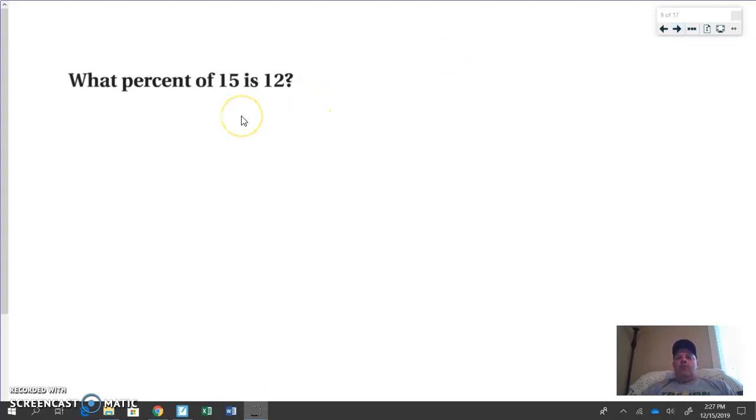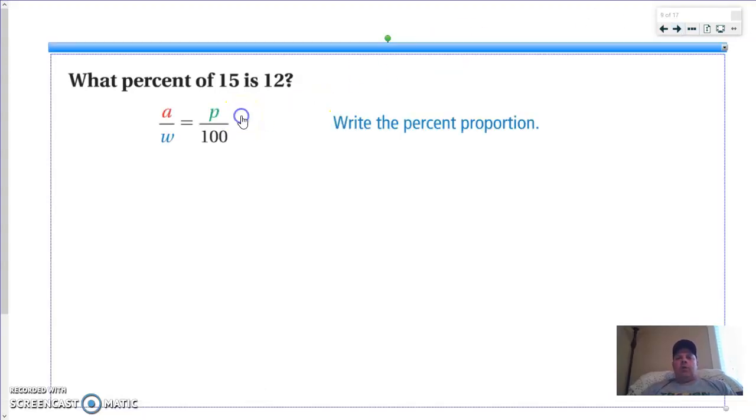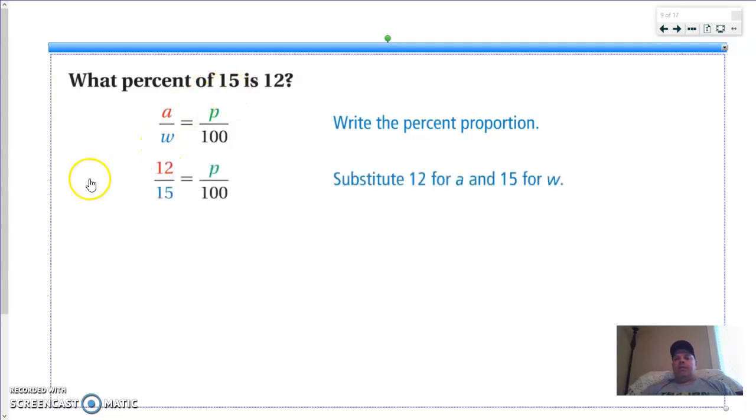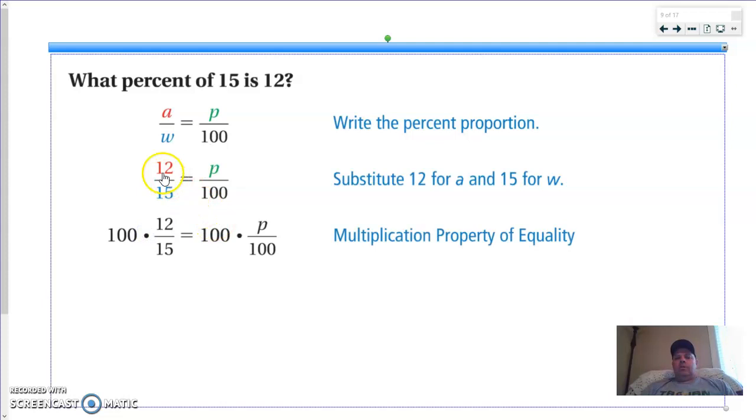What percent of 15 is 12? So when I use this, this is over of. I'm going to take the 12 and put it in for the is. Of 15 goes there. So when I substitute, I get this. I will then do my cross multiplying, which will also work. 1200 equals 15p. When I divide by 15, I get 80. So 12 is 80% of 15.